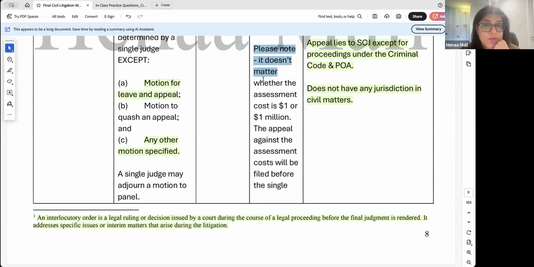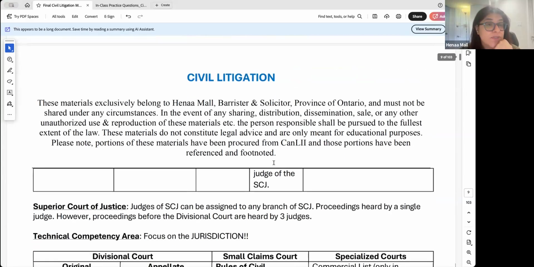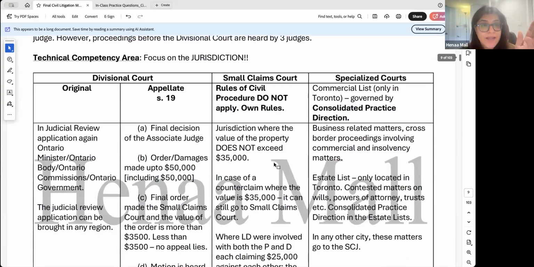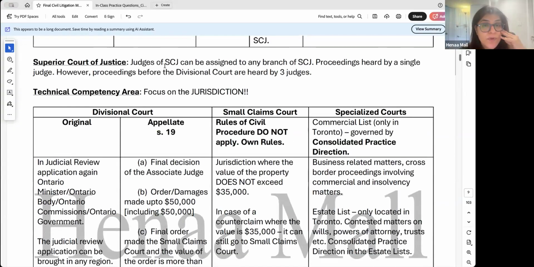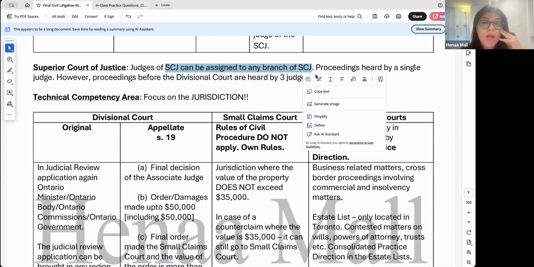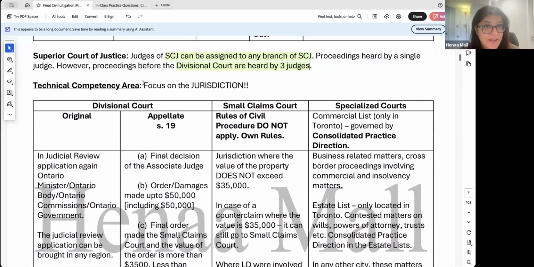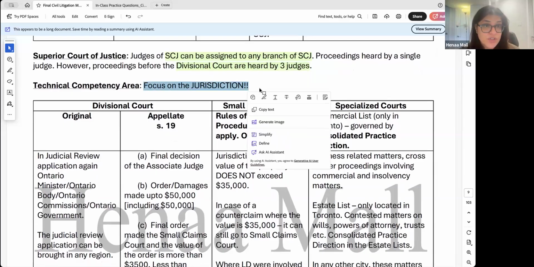I have already written, please note, it does not matter whether the assessment cost is $1 or 1 million. The appeal against the assessment cost will be before the single judge of Superior Court of Justice. And this we have already done. Now, the judges of Superior Court of Justice can be assigned to any branch of SCJ. Proceedings are heard by a single judge. However, if it is a divisional court, which is a branch of Superior Court of Justice, they are heard by 3 judges. Technical competency area, focus on jurisdiction.